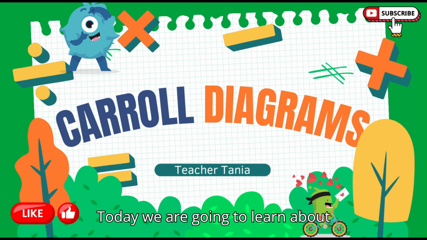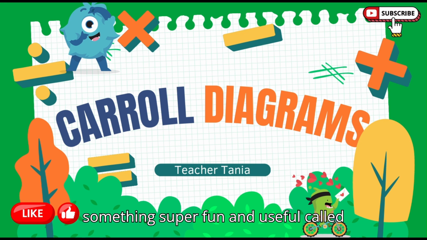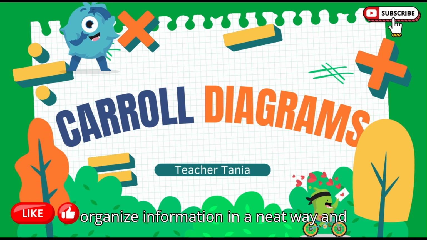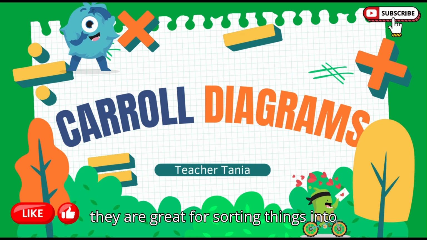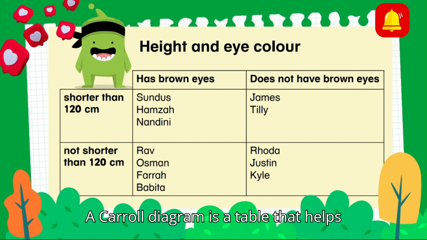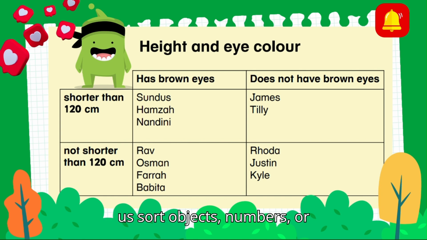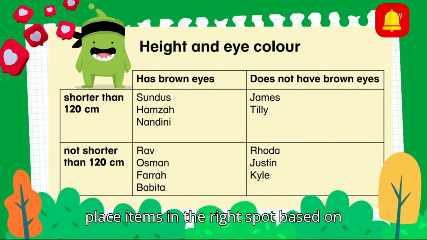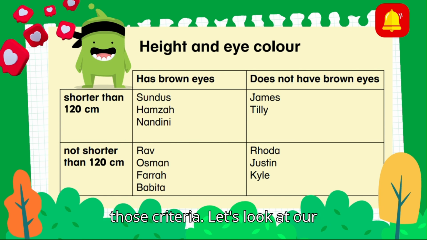Today we are going to learn about something super fun and useful called Carroll diagrams. Carroll diagrams help us organize information in a neat way and they are great for sorting things into groups. Let's dive in. A Carroll diagram is a table that helps us sort objects, numbers, or people according to whether it fits certain criteria. It's like a big sorting box. Each row and column represents a different criterion, and we place items in the right spot based on those criteria.